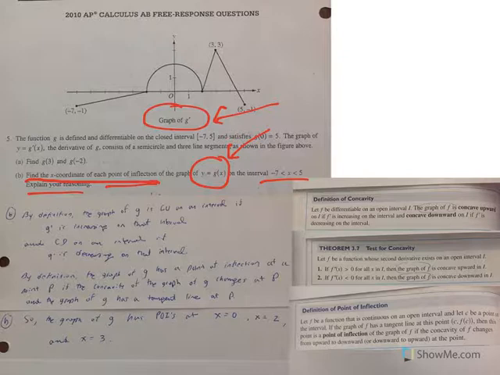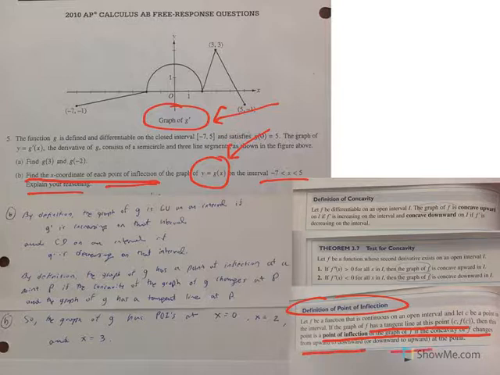So what is a point of inflection? Let's look here at the definition of point of inflection. It says, let f be a function that is continuous on an open interval, and let c be a point in the interval. If the graph of f has a tangent line at the point, meaning the derivative of the function exists, then this point is a point of inflection of the graph of f if the concavity of f changes from upward to downward or from downward to upward at the point.